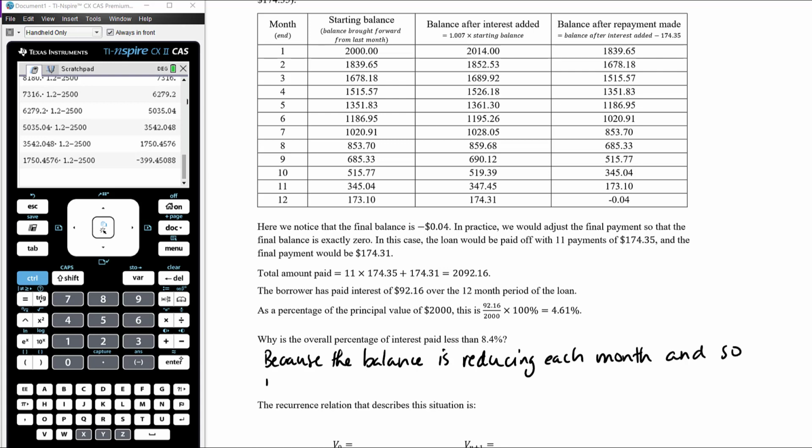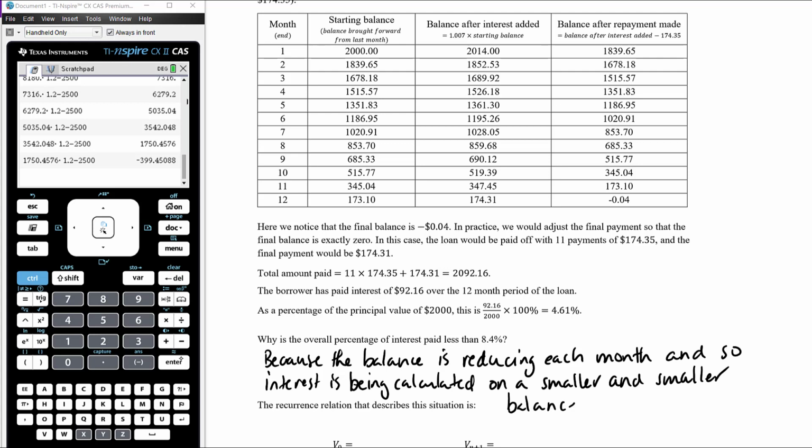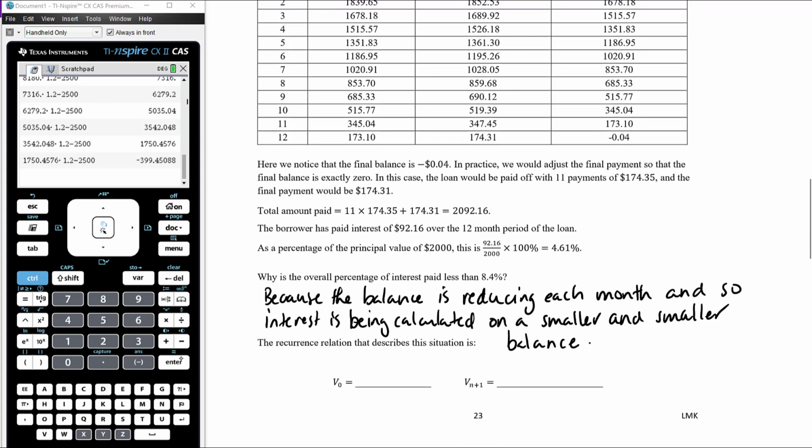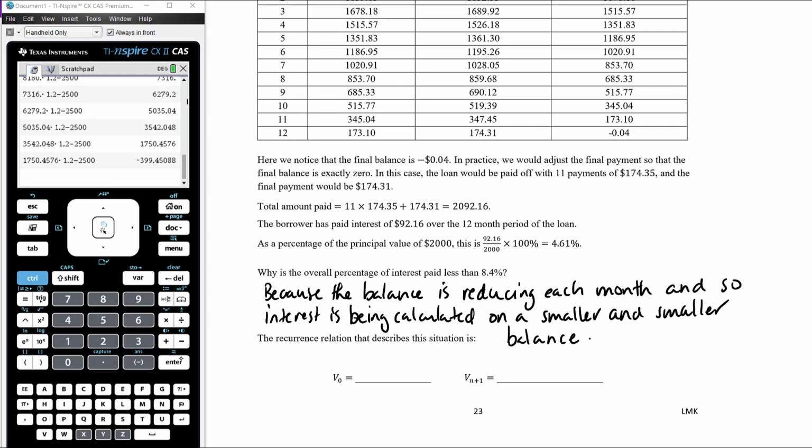And so interest is being calculated on a smaller and smaller balance. So we're actually, apart from the first month, never actually calculating 8.4% of $2,000.